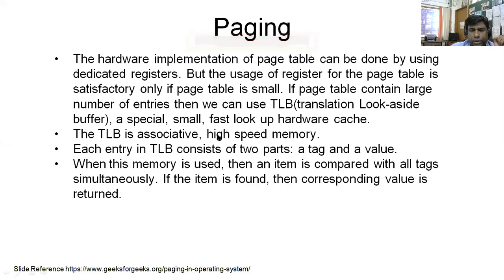TLB is associated with high speed memory. To access the page numbers with high speed, we require a high speed memory mechanism, and TLB supports a high speed memory mechanism. Each entry in TLB consists of 2 parts. One is the tag and another is the value. When this memory is used, an item is compared with all tags simultaneously. If the item is found, then the corresponding value is returned.